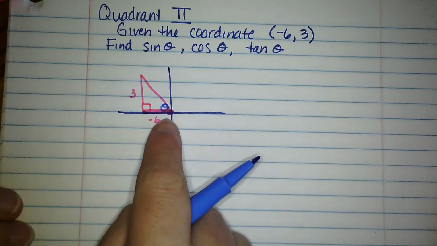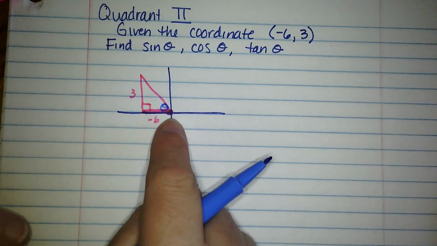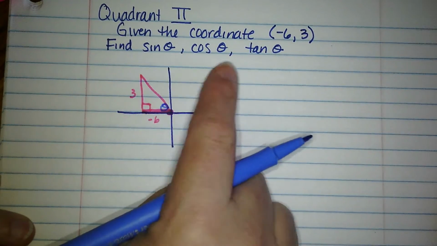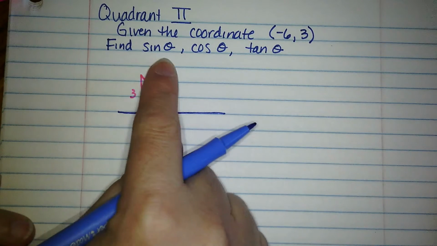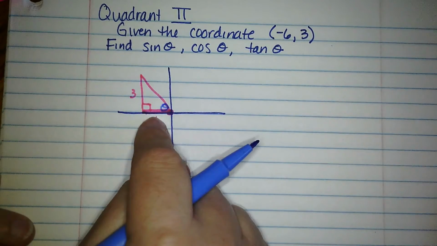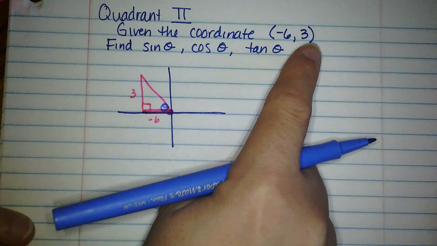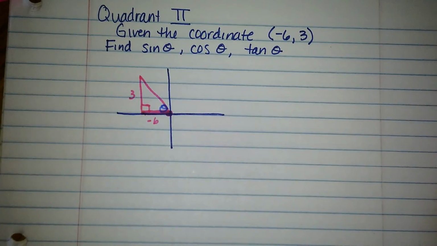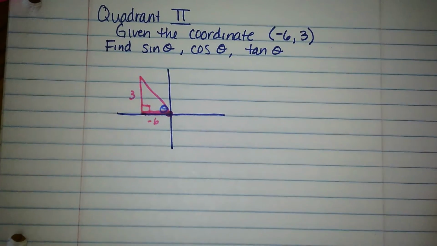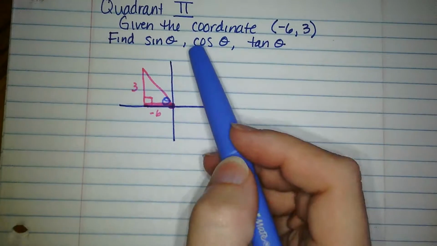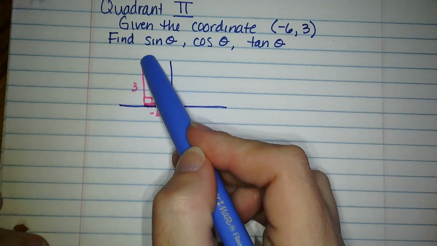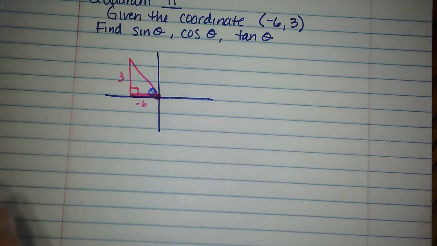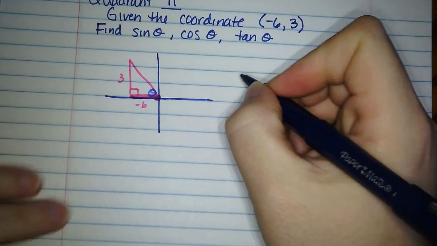Now, if you notice, we can't really have a negative side length, but because we're in quadrant 2, our sine, cosine, and tangent values are going to change slightly, or some of them will, based on the fact that this is going to be a -6 because we're in quadrant 2. So I'm going to leave the negative there. I know you can't have a negative side length, but the negative represents the position in the coordinate plane being in quadrant 2.